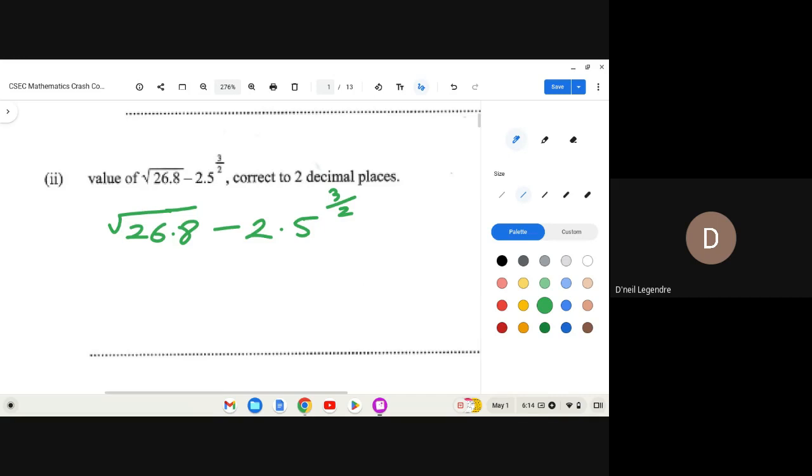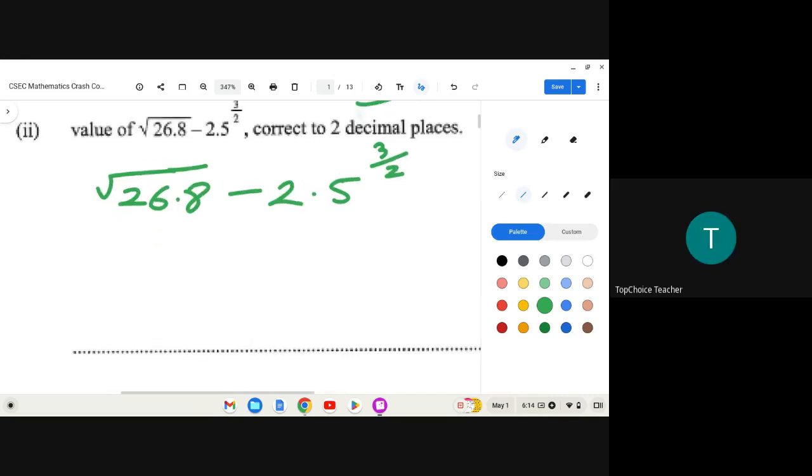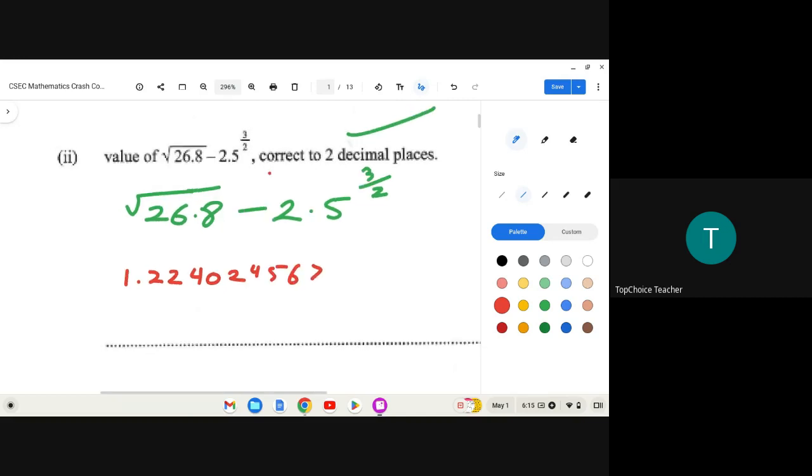1.22. Very good. That's actually the answer to 2 decimal places. But if you plug in this whole thing into your calculator, as students, you may get something looking like 1.2240, and it has more numbers, right? 4, 2, 4, 5, 6, 7, etc. But the question wants it to 2 decimal places.